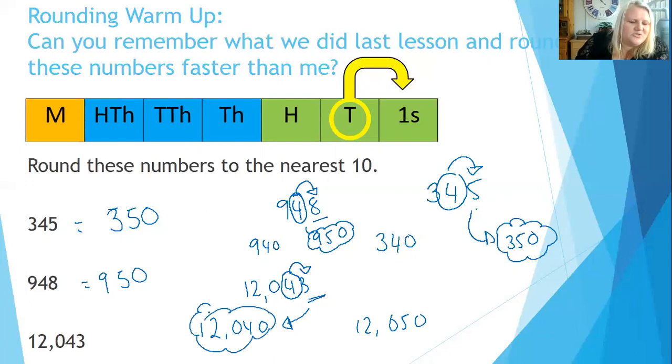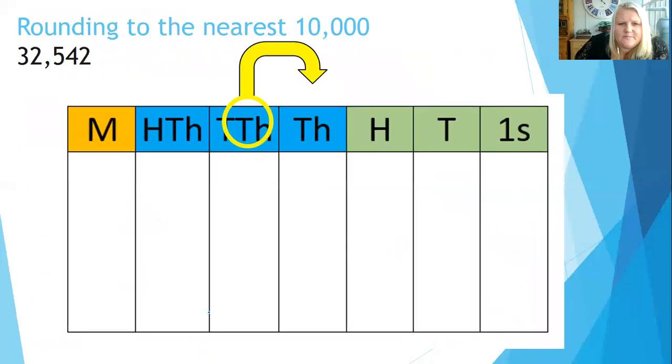Well done. I'm sure you got there quicker than I did. If that was a bit confusing and you can't remember what we did last lesson, go back and watch that video and remind yourself first. Okay, so we're now rounding to the nearest 10,000.